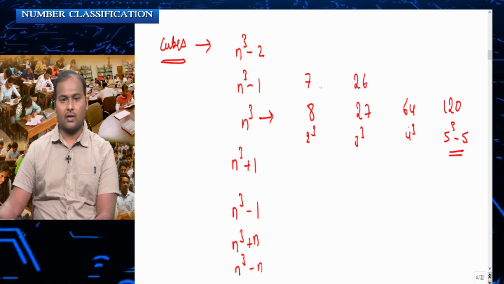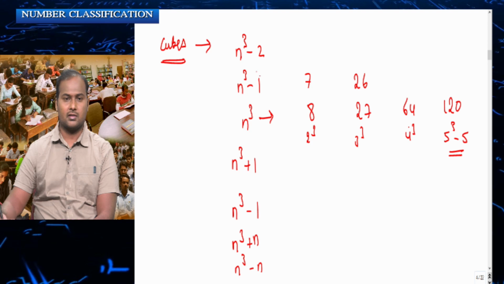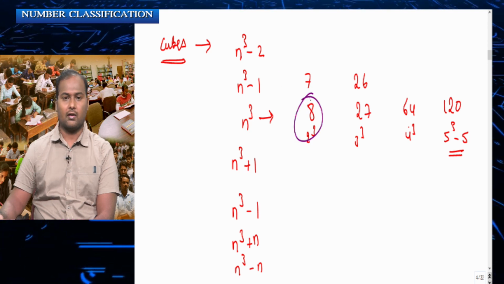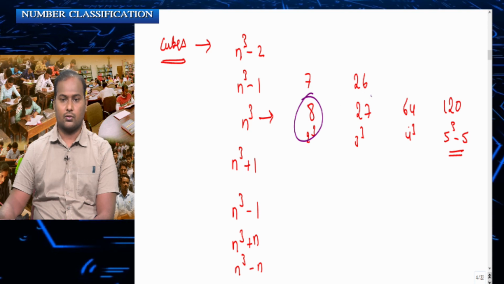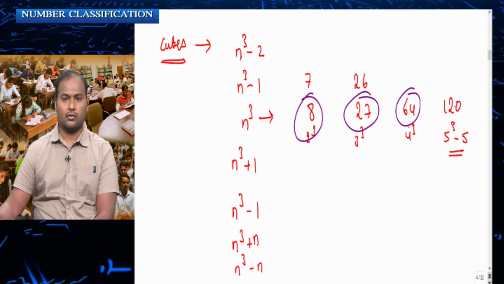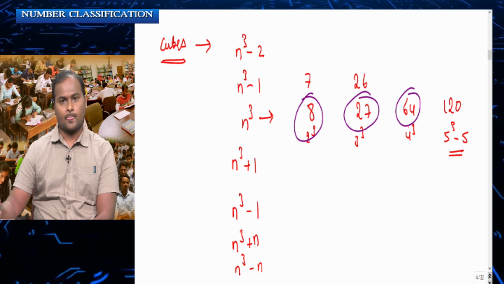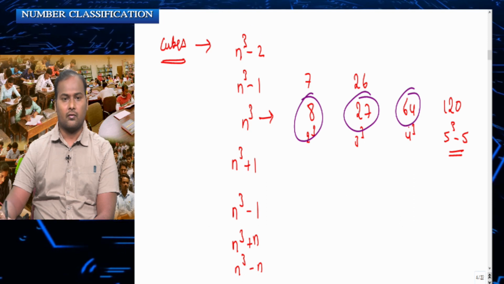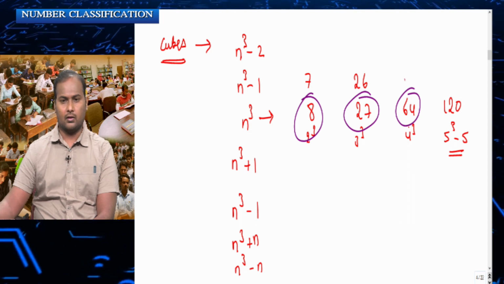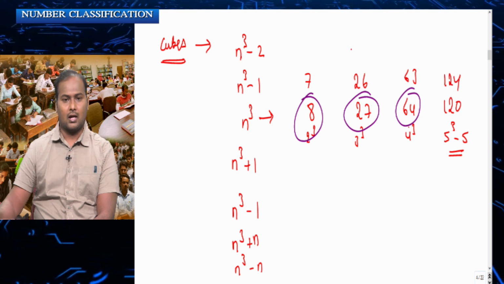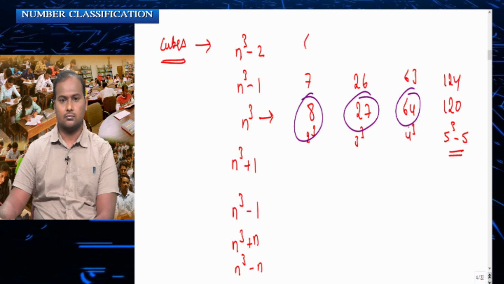The moment you see values near to this range, what is important in the exam is you have to understand the values 8 and values near to that, values near 27, near 64, near 125, 216, like that. If you understand carefully, the moment you see the range of numbers, you can easily understand it. It's not a big deal.